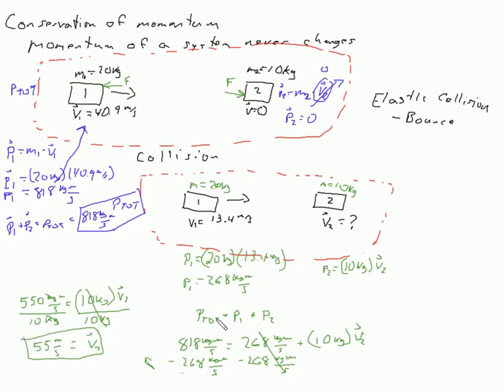So the box over here, because of this force that was applied to it from box 1, accelerated from 0 speed to 55 meters per second after the collision. But again, the momentum of the entire system is conserved. So that's how you do a basic elastic collision problem. Again, we're going to conserve momentum. The momentum before and after will be the same.